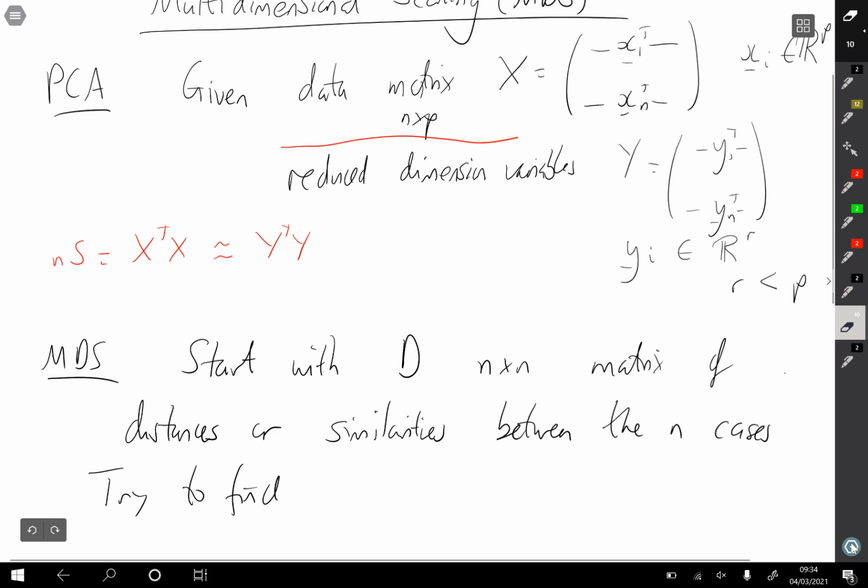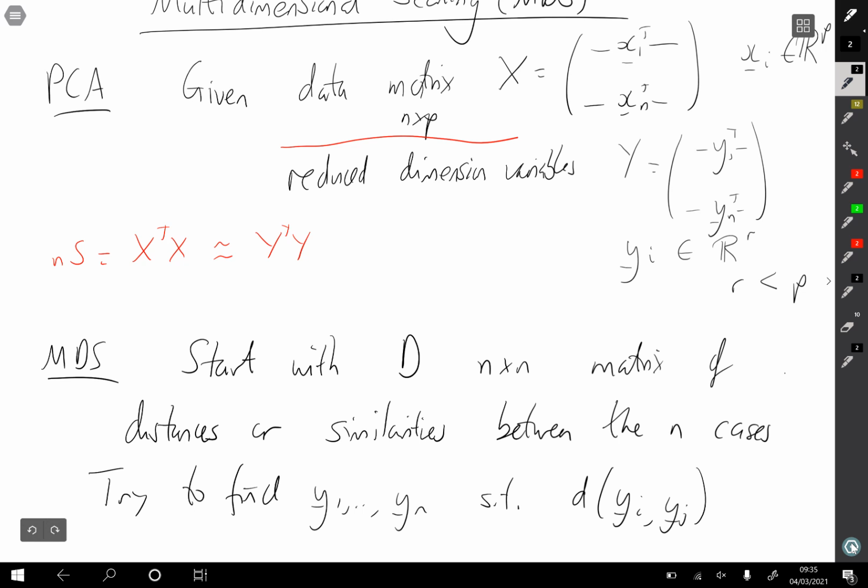Okay, so we try to find a set of points y1 up to yn, such that the distance between yi and yj is approximately dij. So we think of this distance matrix here as being the elements dij, i and j from 1 up to n, where dij is the distance between xi and xj.